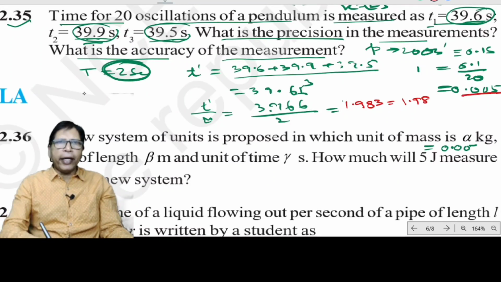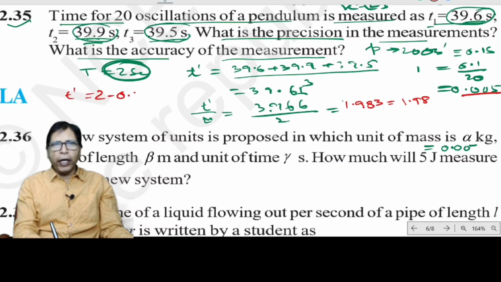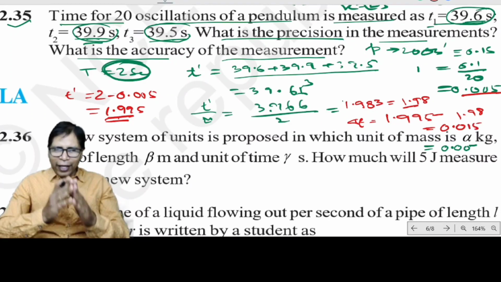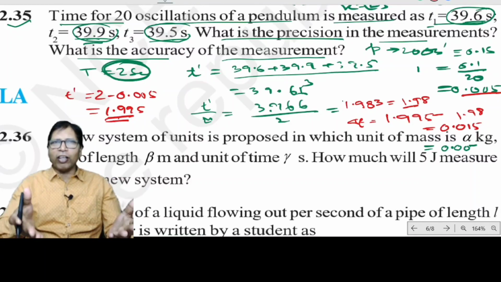Now the accurate measurement, T dash, equals 2 minus 0.005. So look at this, it is 1.995. Okay, so error in the measurement, look at this minus this. So look at this, 1.995 minus 1.98 gives delta T. Okay, so look at this, 0.015 is the error in measurement in each oscillation.